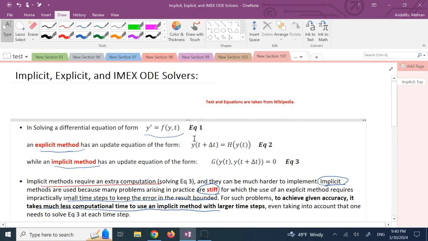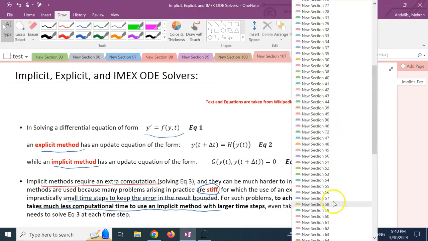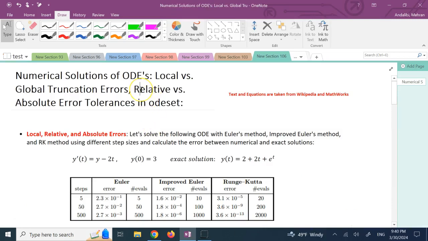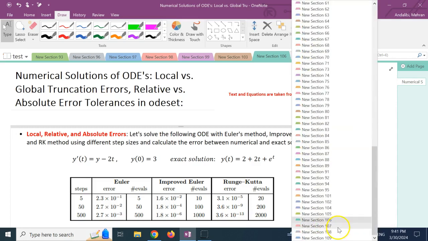So hopefully this simple video was useful to you, and as I said, stay tuned. I have 3 more videos coming. The next one is where we talk about the errors and the error tolerances that we have in solving differential equations, including the command ODE set in MATLAB. So we're going to talk about local, relative and absolute errors, which are important.